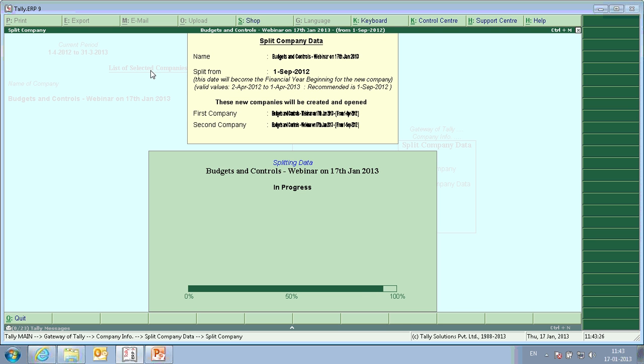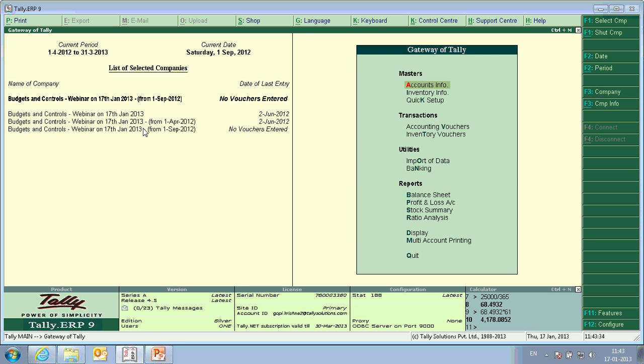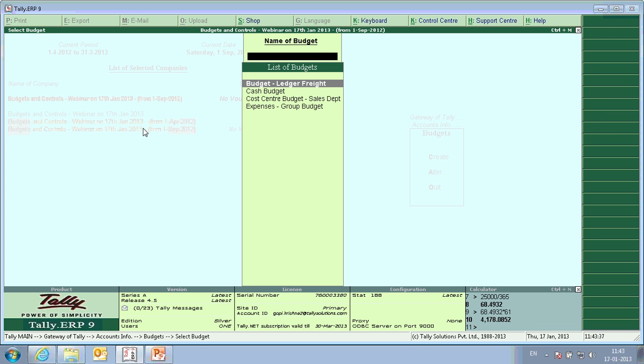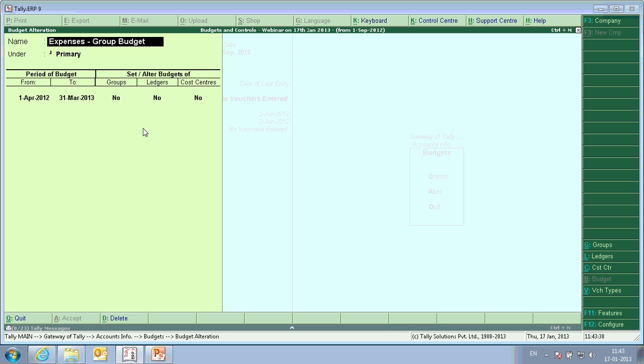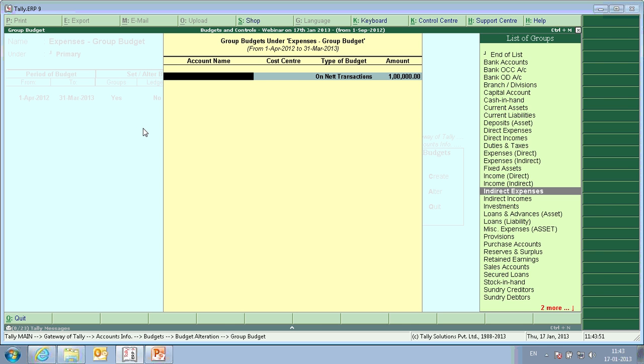Okay, it is done. So from September there is a company. So I can show the budget. Let us say a group budget I have. No, this is having the same information. So for 1 year it is having the same information. Budget is there, so you can pass the vouchers. I think it will be relevant.